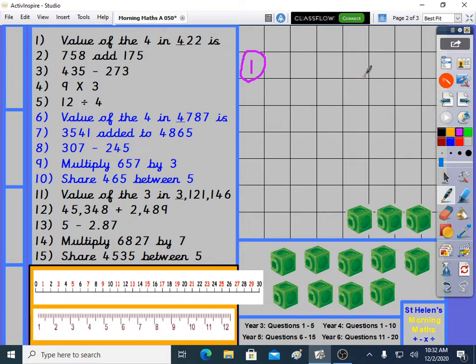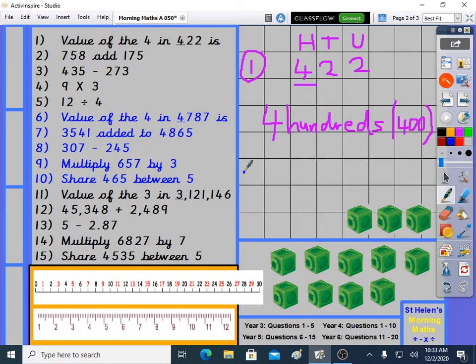Anyway. Question 1 today. Value of the 4 in 422. The value of the 4. It's not units. It's not tens. It's 400s, isn't it? So the answer is 400s. In digits, of course, that is 400. That's what that 4 is worth. In case you thought it was just worth 4, it's not, it's worth 400s.